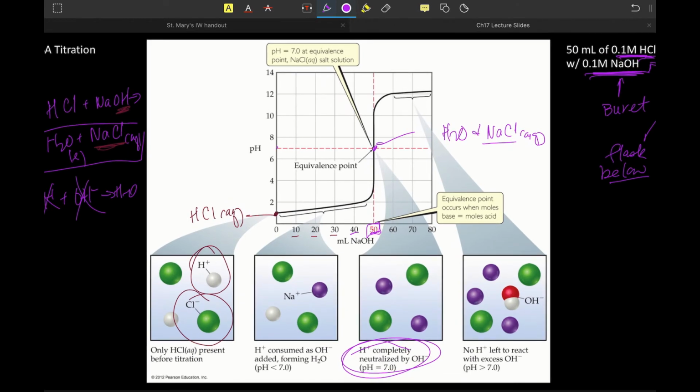which is why our equivalence point pH is 7, yes, because it reflects the pH of aqueous NaCl. Yes? All right, then should we continue adding strong base?